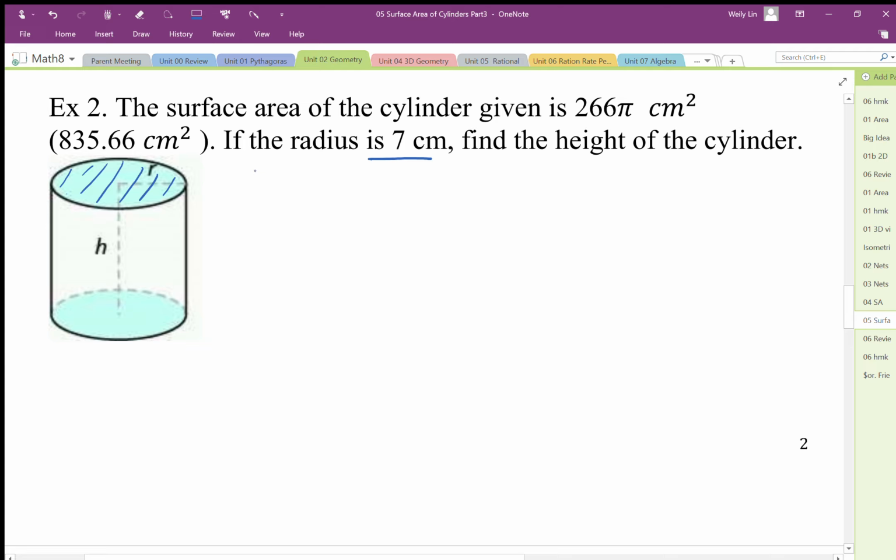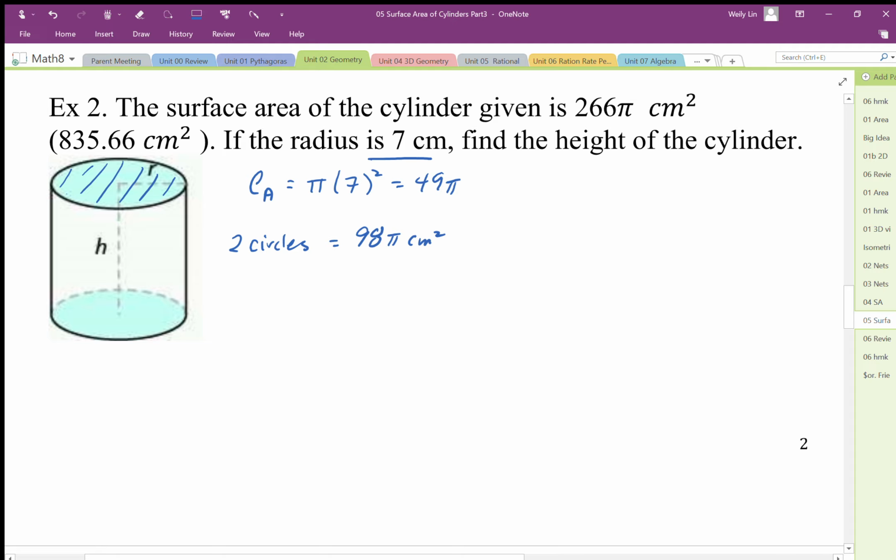I'm going to do pi r squared, so the circle area is going to be pi r squared, and so that gives me 49 pi. Okay, and I have top and bottom, so the two circles, I'm going to double that, so 98 pi centimeters squared is going to be the top and bottom.